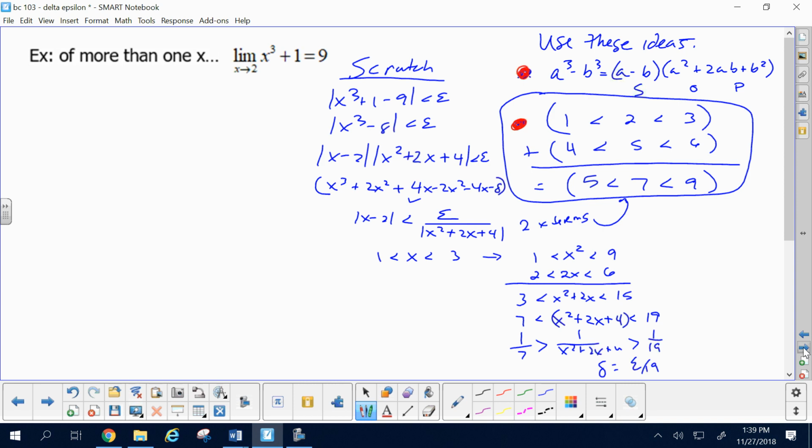Cool? All right, so now we're ready to write our proof. I doubt we'll have time to finish it, but we did the hard part. After that, it's just kind of reversing the process. Let delta equal epsilon over 19. I will show if x is within a delta of 2, then it must follow that y is within an epsilon of 9, or f. The difference between f and the limit is less than epsilon. And then you start knocking over denominators.